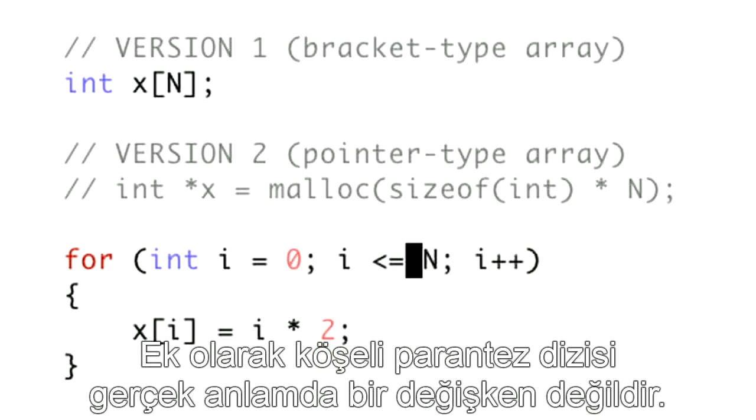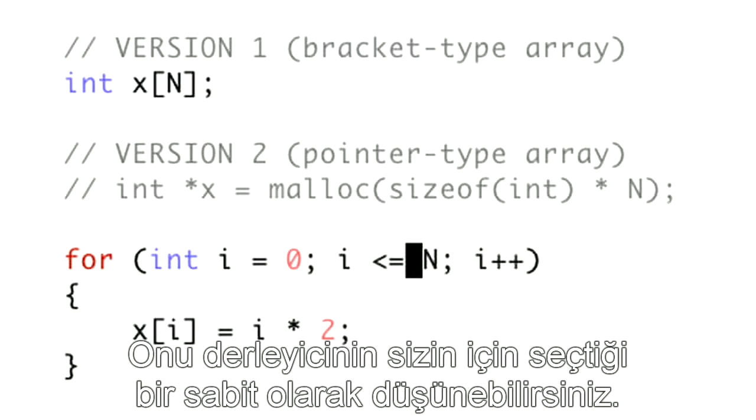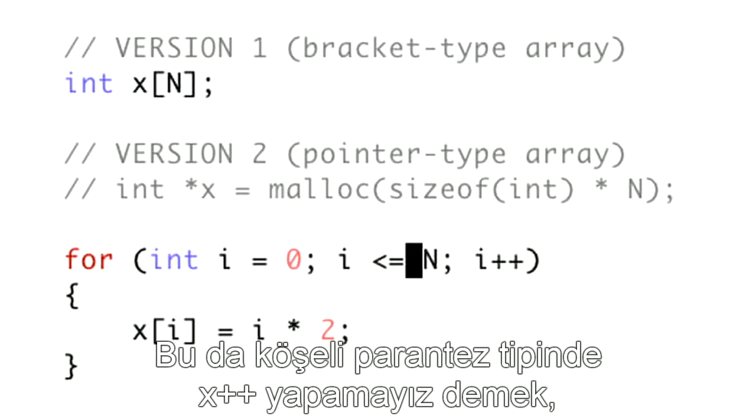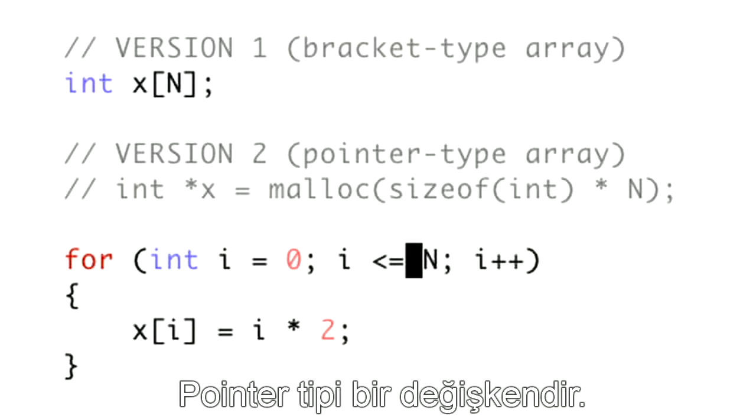Additionally, the bracket array isn't actually a variable. This is important. It's just a symbol. You can think of it as a constant that the compiler chooses for you. This means that we can't do something like x++ with the bracket type, though this is perfectly valid with the pointer type. The pointer type is a variable.